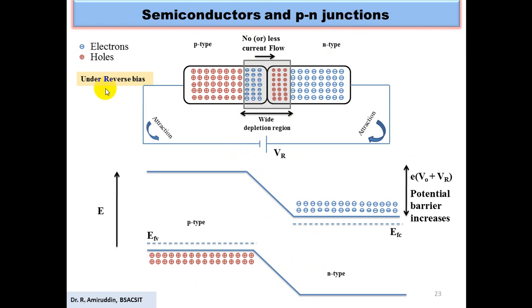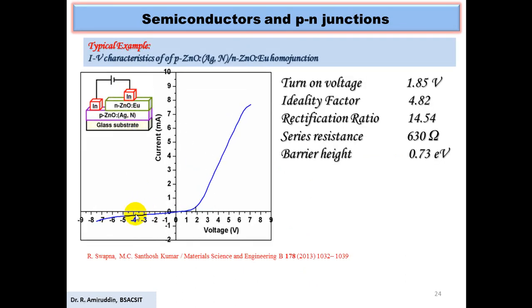So this is the condition for reverse bias, and this is how the forward bias and reverse bias of a p-n junction look. Under forward bias, the junction allows more current to flow, and under reverse bias it restricts the flow of current.